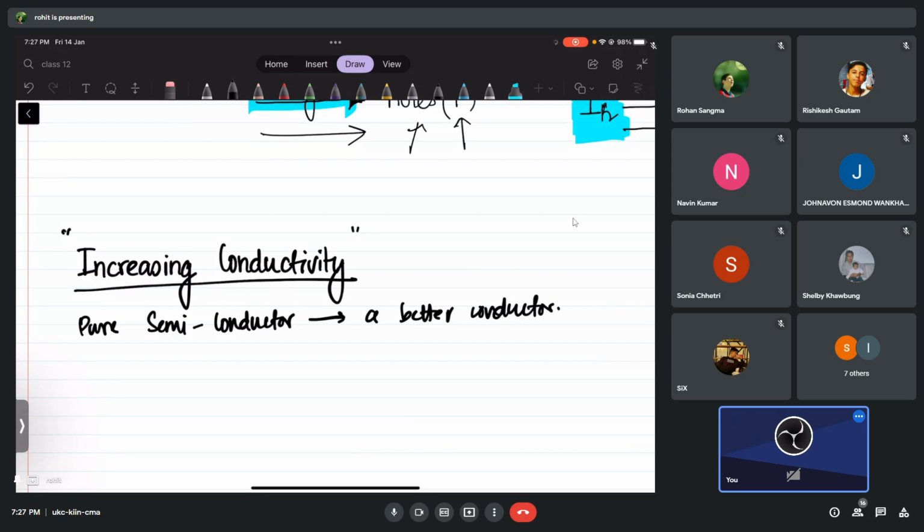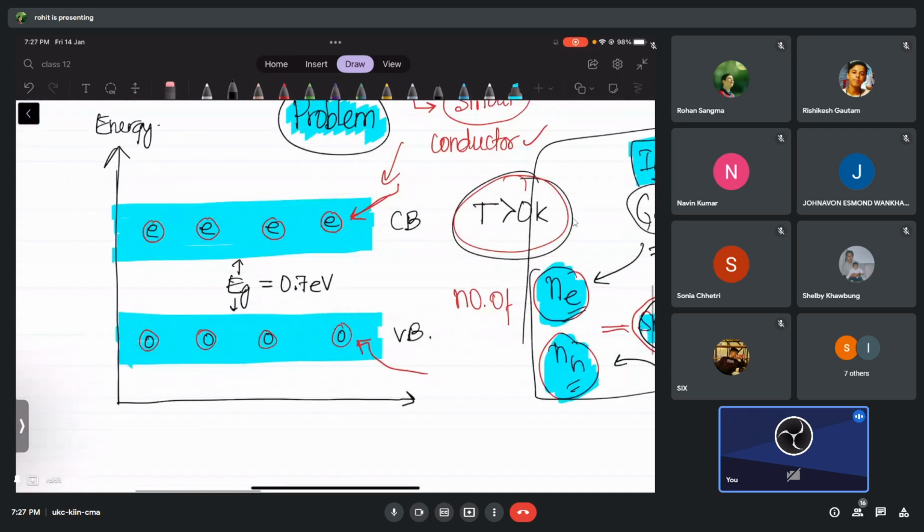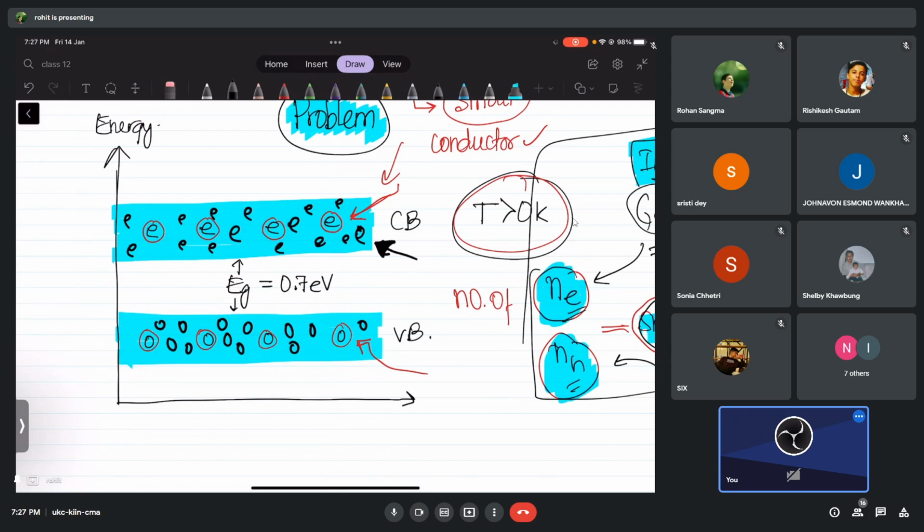We can do that by a process which we call doping. I'll tell you what that is. We can have a large number of free electrons. Where are these free electrons, valence band or conduction band? Conduction band. If I can achieve this, is the semiconductor still a poor conductor, or a better conductor now? Better conductor. And if I have lots of holes also, what will happen? Will the electrons move easily or not?